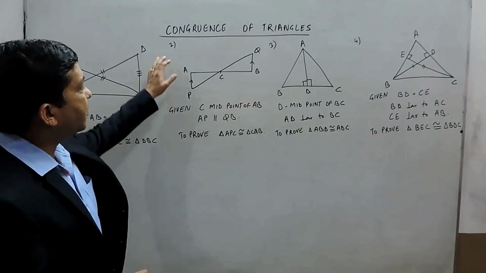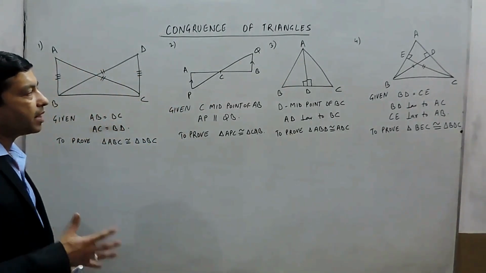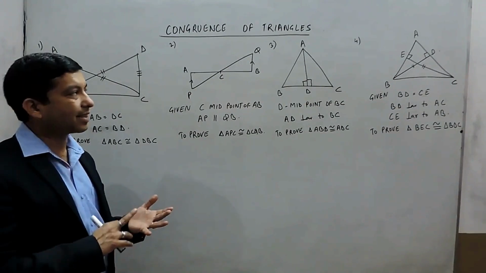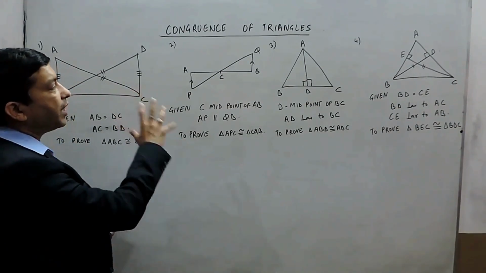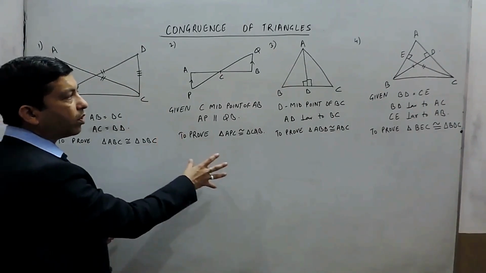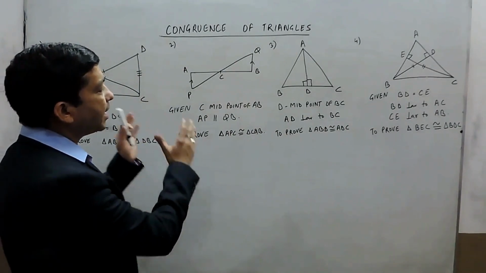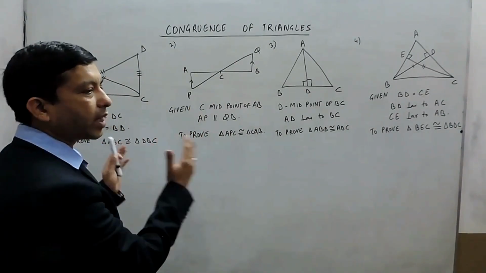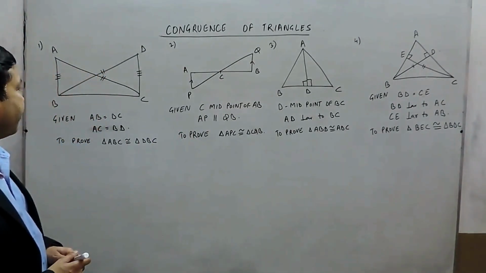Hello everyone. As we already discussed about congruence of triangles, there are four major theorems, basically SSS, SAS, ASA, and RHS. So we get questions to prove the congruence of two triangles, so that we are very clear that this triangle is equal to this triangle, and all the sides of the two triangles as well as all the angles of the two triangles are also the same.